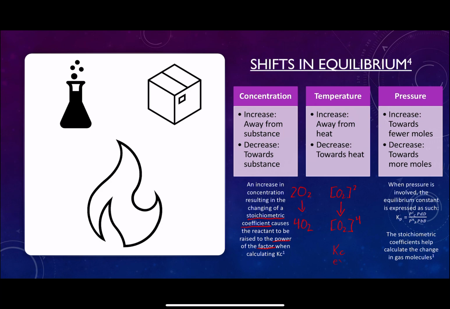And now in the case of pressure, an increase will result in a shift towards fewer moles, and a decrease pushes equilibrium towards more moles. And there's actually a different equilibrium constant expression, and it is expressed with Kp, and it is noted down below.